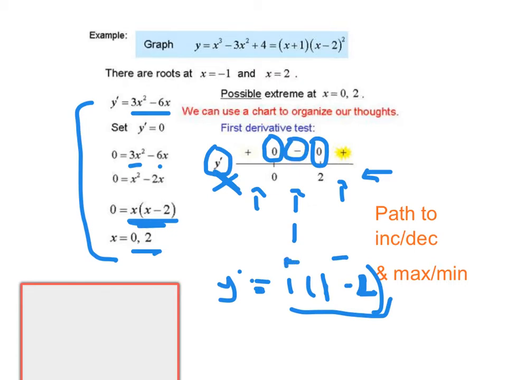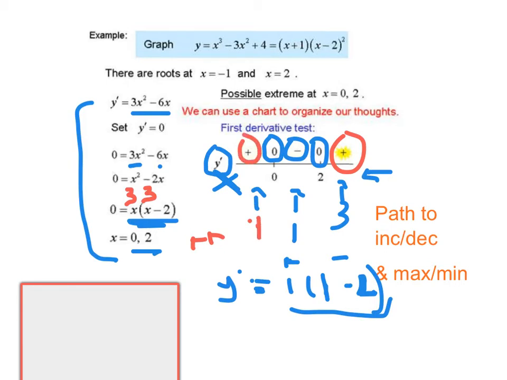I would do the same with a 3. So quickening that, if I put a 3 in there, and a 3 in there, 3 minus 2 is a positive value, and 3 is a positive value. A positive times a positive is a positive. And likewise, you can do the same thing with, say, negative 1 right here. That negative 1 would yield a positive value for y prime.